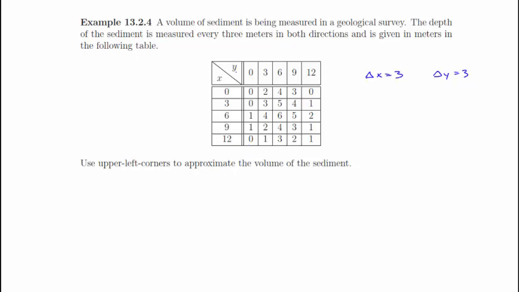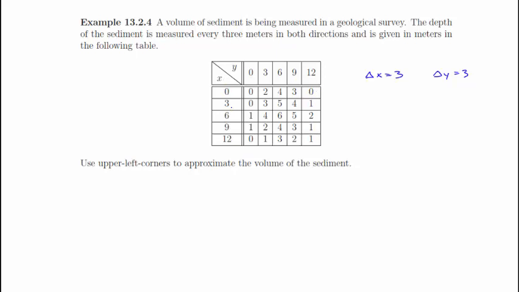So my y values are 0, 3, 6, 9, and 12. My x values are 0, 3, 6, 9, and 12 as well. And the depths: if x is 0, when y is 0, the depth is 0. When x is 0 and y is 3, the depth is 2. When x is 0, y is 6, the depth is 4. When x is 0, y is 9, the depth is 3. When x is 0 and y is 12, the depth is 0 again.